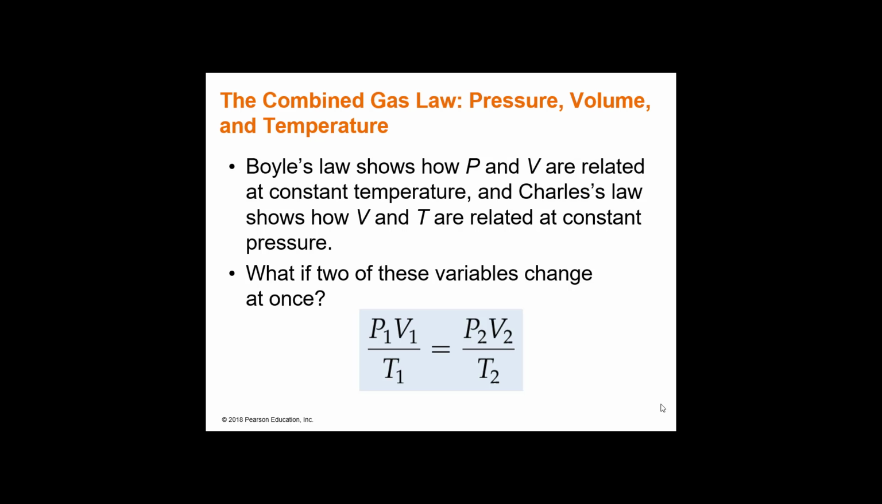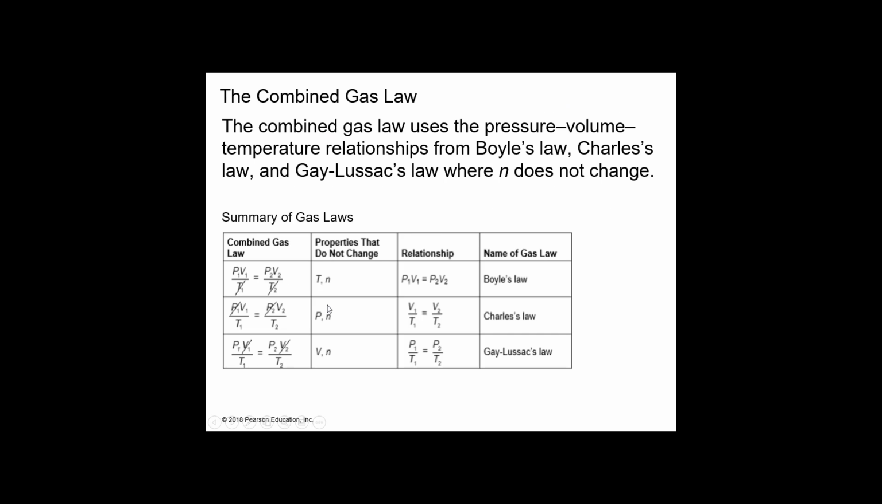But what if we have two variables that change at once? And that's what the combined gas law is. And this is the formula that is used here. So where does this come from?